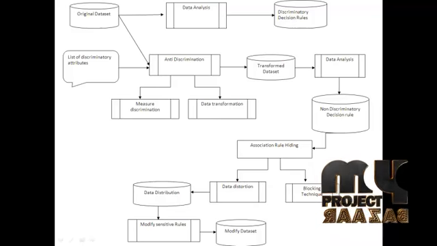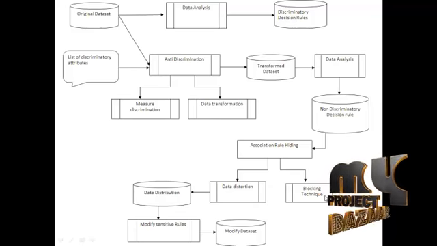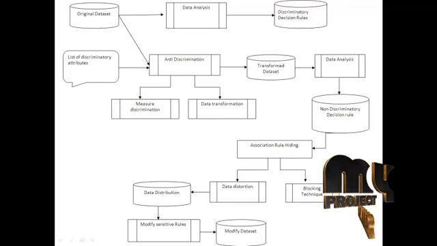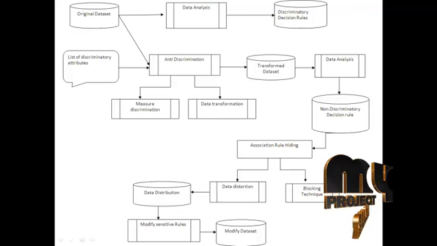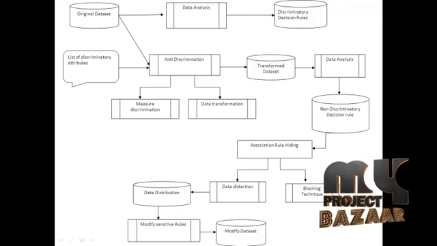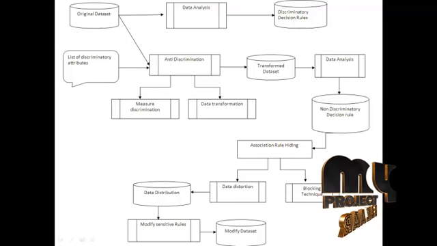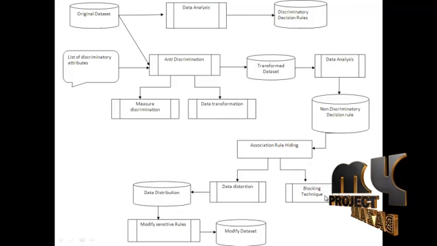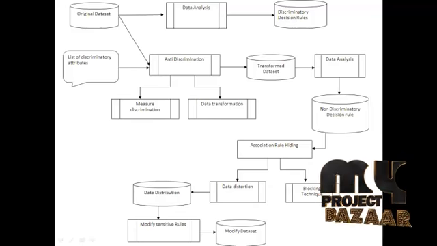Then the data should be transformed. The transformed data set is the final result. Here we consider the data analysis, and the non-discriminatory decision rules are also applied. The non-discriminatory decision rules, in the sense of association rule hiding, are applied. Only the blocking technique is used here. The blocking technique used will reduce the users which are in the discriminatory level. Here we consider the data distribution. Then only we can prevent the discrimination.